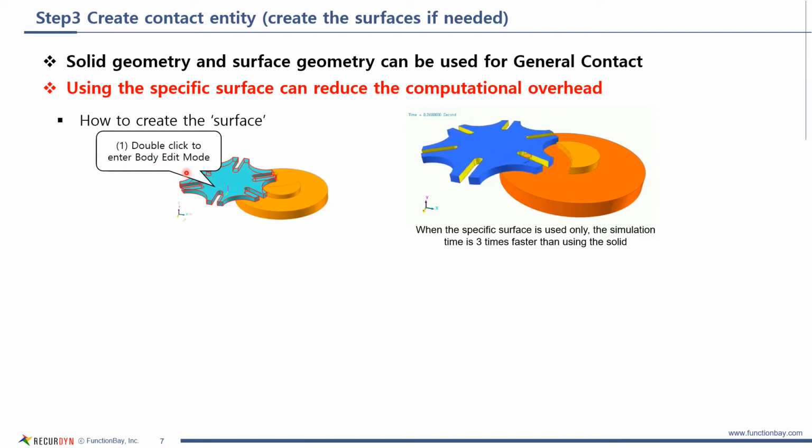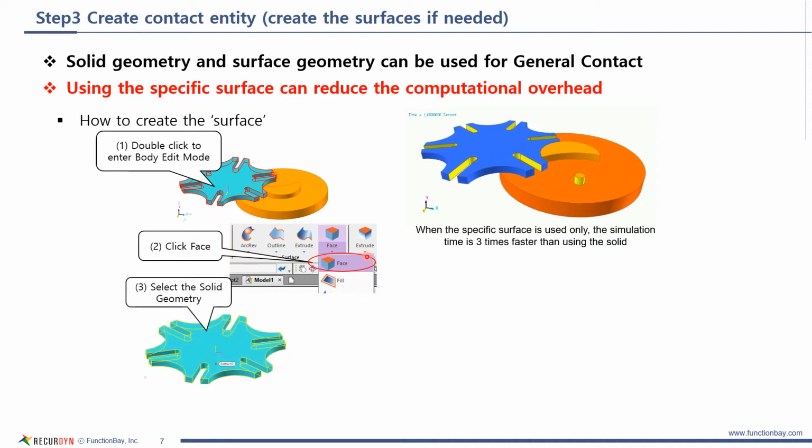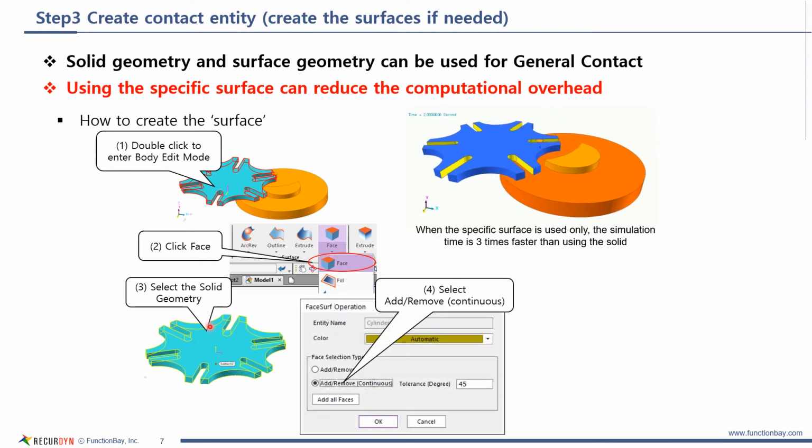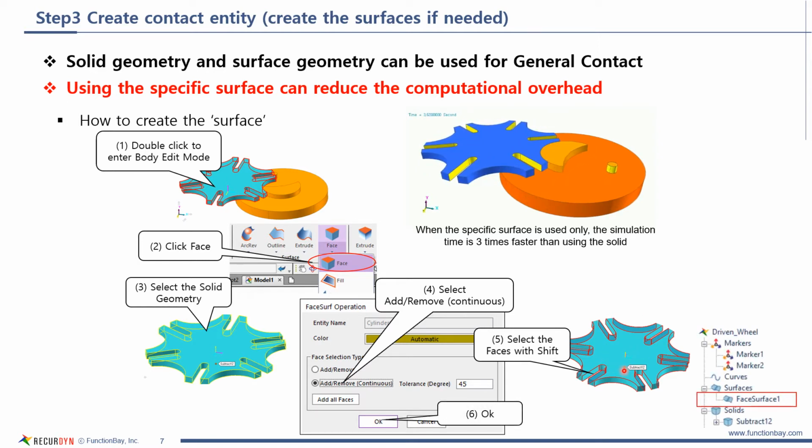First, double-click to enter body edit mode. Then, click the Face button from Ribbon Control. Next, select a solid geometry. And select the Add Remove button here. And select the faces of the solid geometry. Click OK, then a surface entity is created.